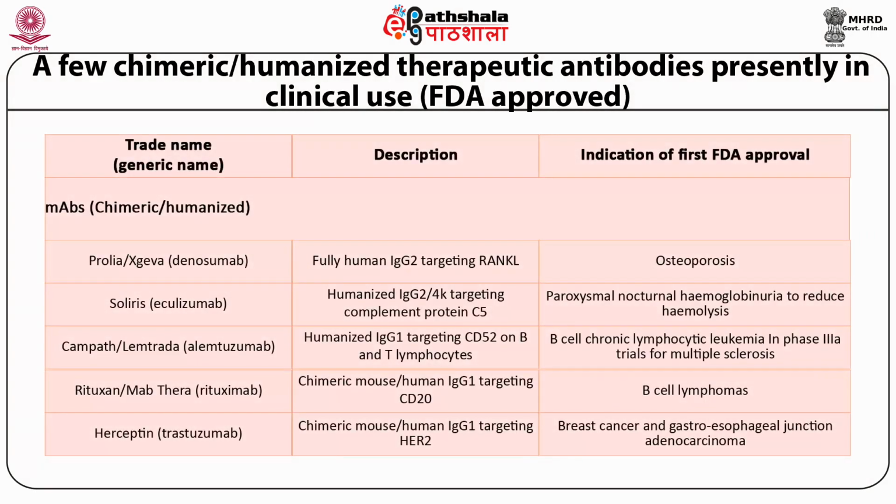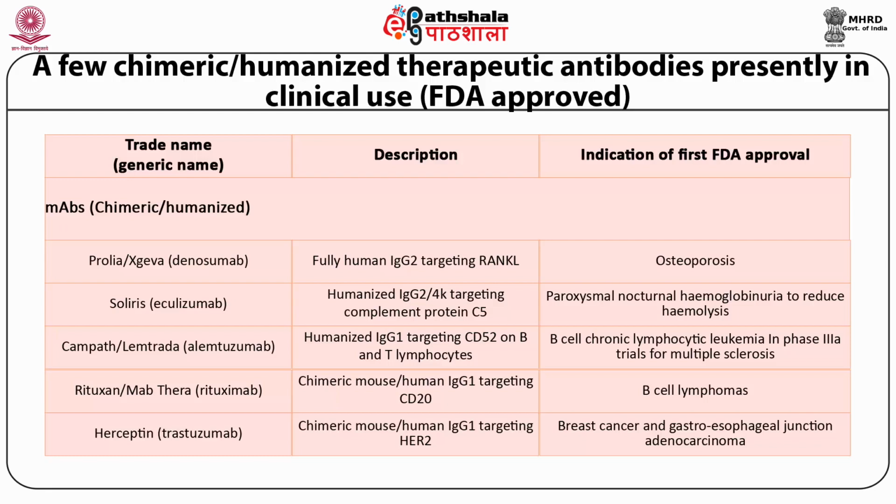So let's have a look at a few examples of chimeric or humanized therapeutic antibodies which are presently in clinical use and have been generated using empirical methods of antibody humanization. You can see here an example where a fully human antibody is used for osteoporosis, named denosumab.